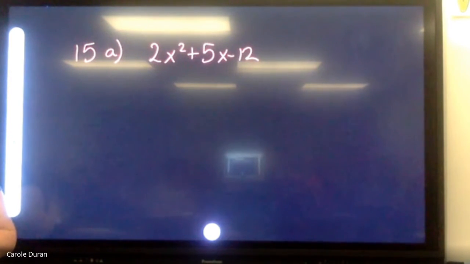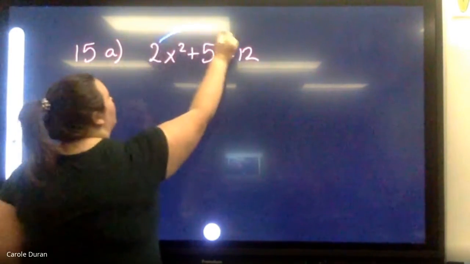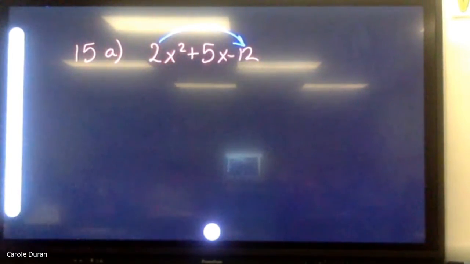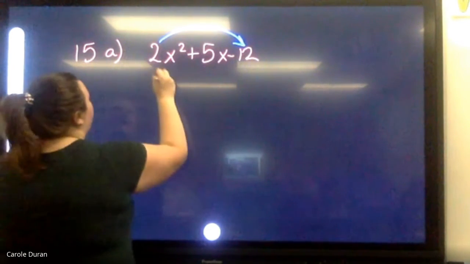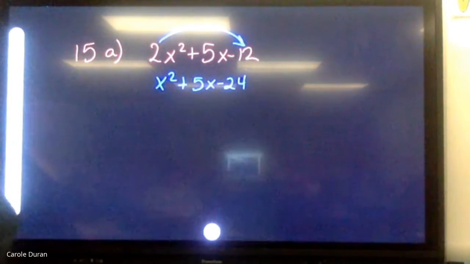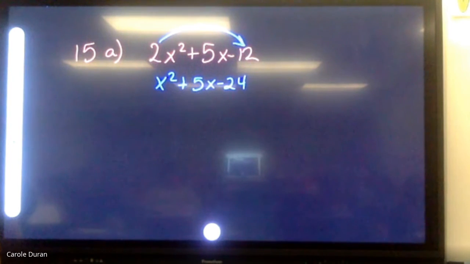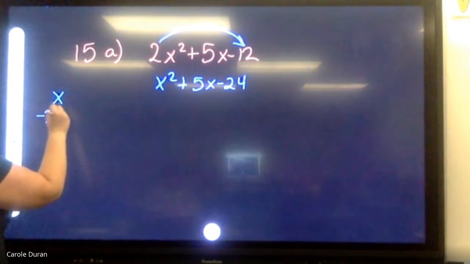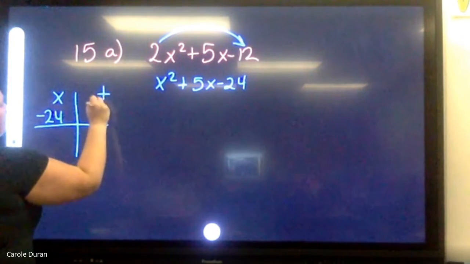Is there anything I can take out of all three of those terms? No. After I check for a common factor, and I still have a number in front of my x squared, what do I need to do? Rainbow. We need to rainbow. That means I'm multiplying that first coefficient into my third term and rewriting the quadratic. So when I do, I get x squared plus 5x minus 24. And then I factor it just like normal. I'm looking for two numbers that multiply together to get negative 24 and add to get a positive 5.